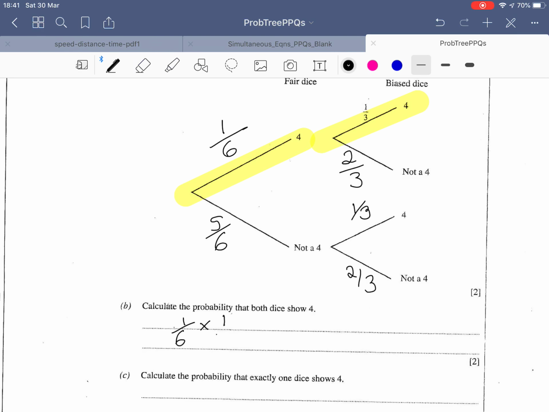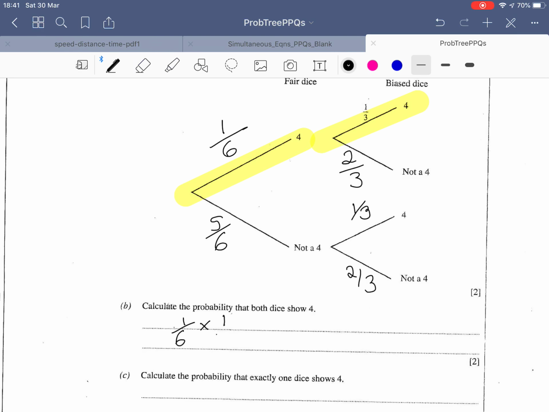Right, next one. Calculate the probability that exactly one dice shows 4. So I only want one showing 4. So I want a 4 and then not a 4, and I want not a 4, then a 4. So I only want 2 options. I want those 2 and then I want to add them. So I want a 4, 1/6, and not a 4, so 2/3. So 1 times 2 is 2. 6 threes are 18. Then I want a 5/6, not a 4, and a 1/3, which is 5/18.